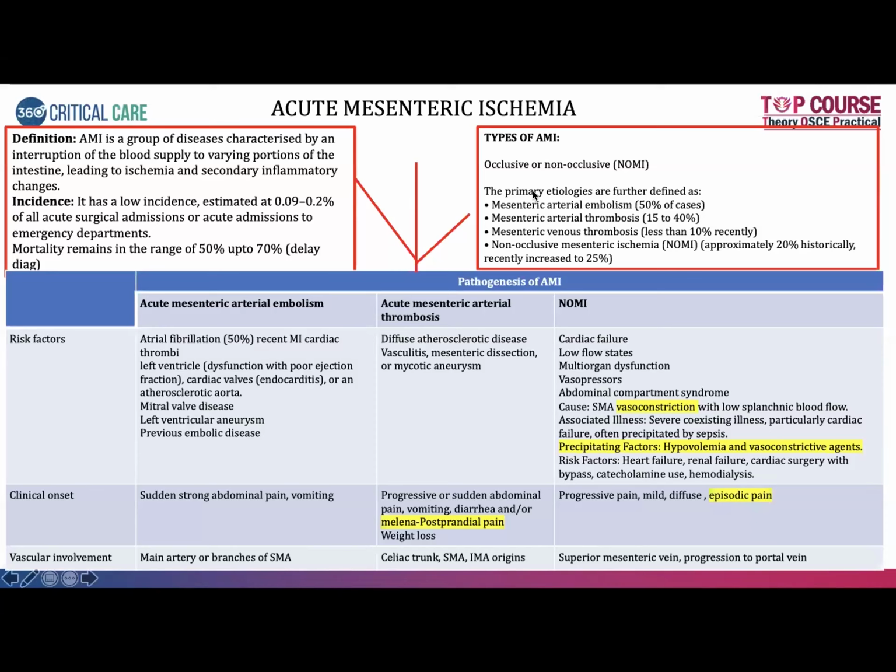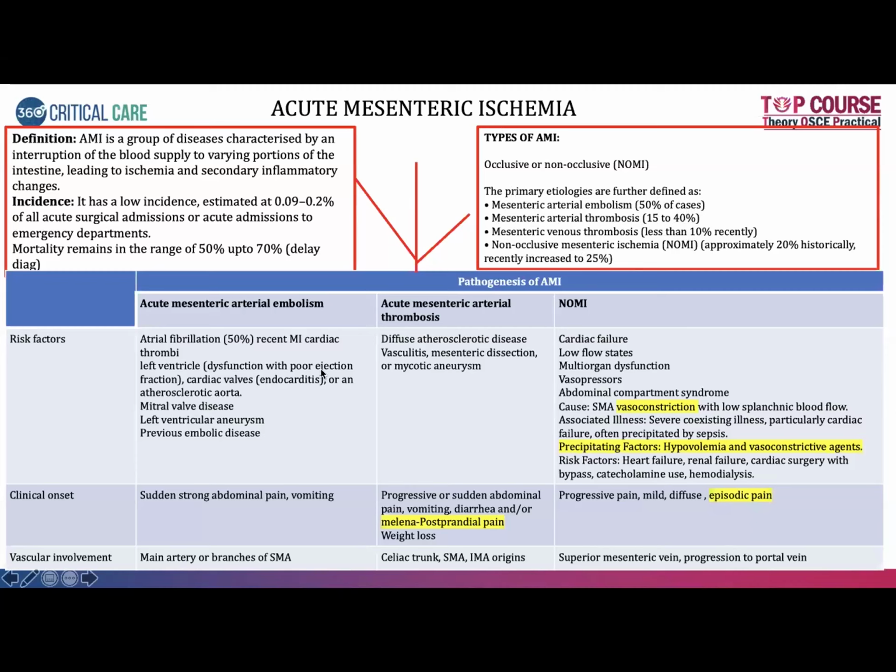So you can broadly classify the primary etiologies as mesenteric arterial embolism, which is the most common, 50% of all the cases. Mesenteric arterial thrombosis, which is 15 to 40%. Mesenteric venous thrombosis, which is very less, less than 10%. And non-occlusive mesenteric ischemia, which is approximately 20 to 25%. It has recently increased to 25%.